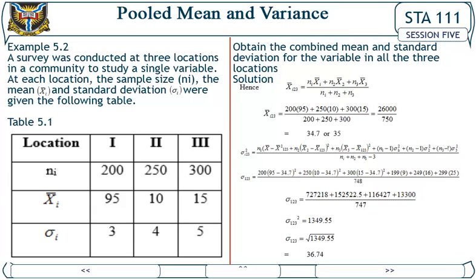Example 5.2. A survey was conducted at 3 locations in a community to study a single variable. At each location, the sample size ni, the mean x bar i, and standard deviation sigma i were given in the following table. Obtain the combined mean and standard deviation for the variable in all the 3 locations. Solution. Hence the combined mean is equal to 34.7 or 35. The pooled combined variance is equal to 36.74.